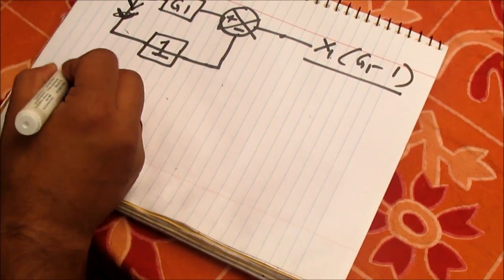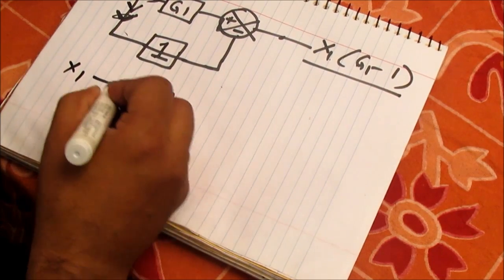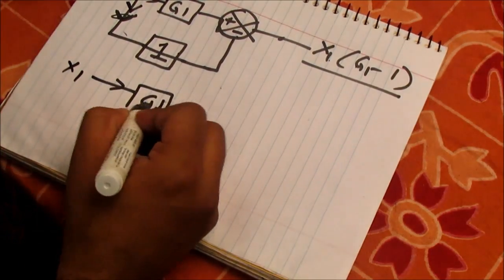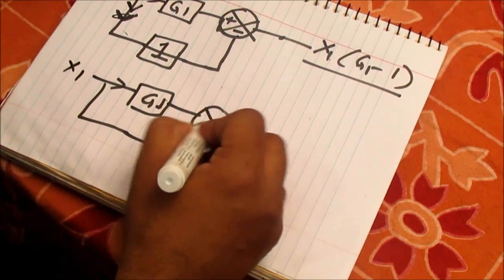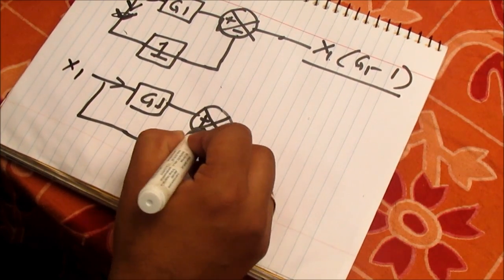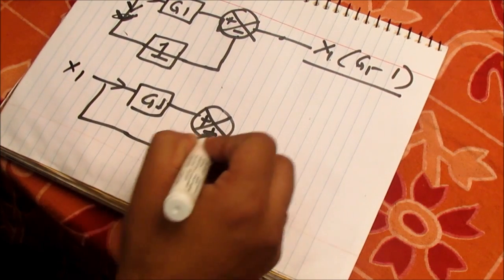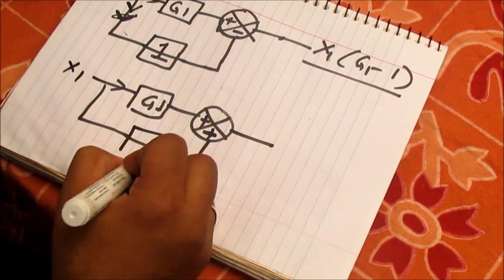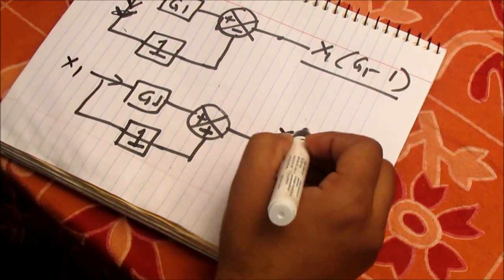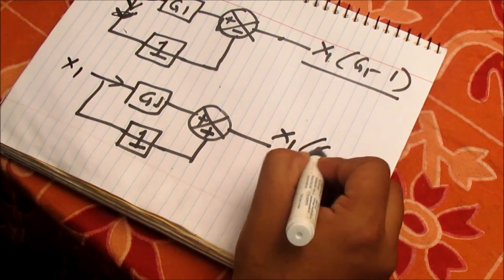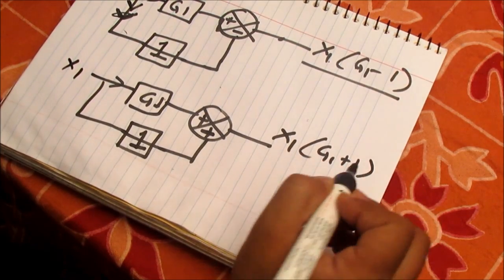Similarly, if here it is x1 and the direction is here, here it is G1, and we have here this summing amplifier, here the sign is plus, so I will write here 1, and I will write its output will be x1 (G1 plus 1).